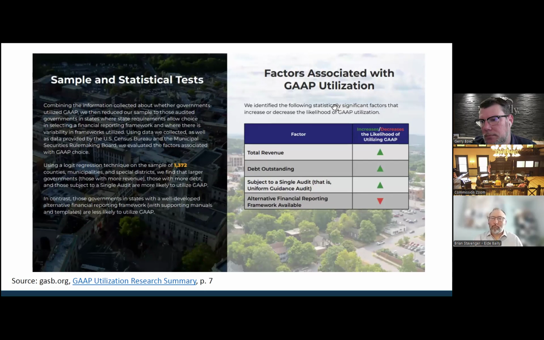Ultimately, the factors that increase or decrease GAAP utilization come down to how much revenue is received, the amount of outstanding debt that the organization has, and whether or not the organization is subject to the single audit requirements, and whether or not GAAP utilization is required. The likelihood of GAAP utilization increases with total revenue, outstanding debt, or whether or not the agency is subject to those single audit requirements. And then GAAP utilization decreases when alternative frameworks are available. Simply, it's decreased when the organizations have the choice.